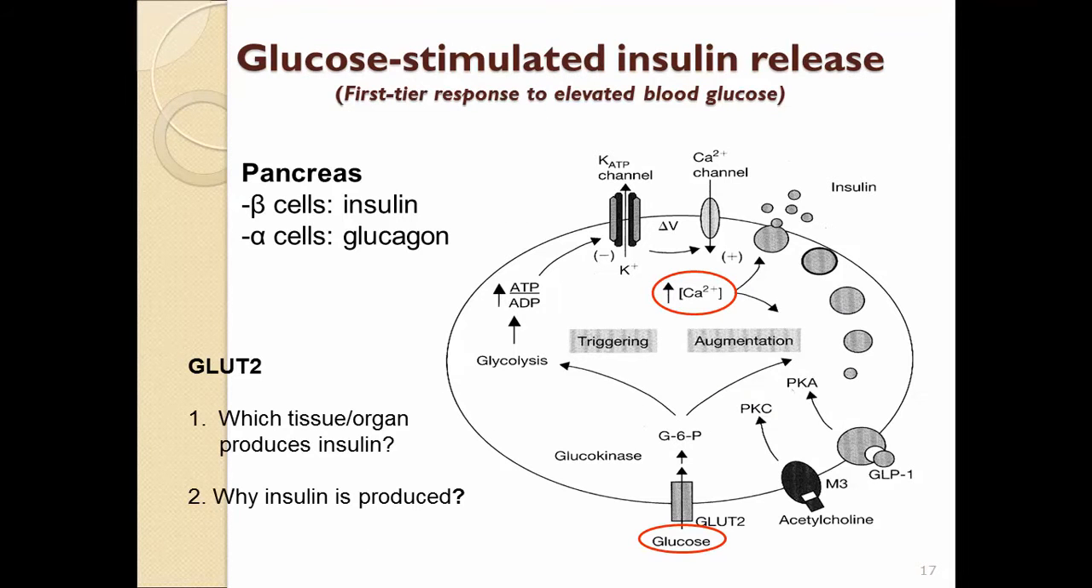So now let's talk about glucose stimulating insulin release. This is also considered the first tier response to elevated blood glucose level, right? When we eat food and raise the blood glucose level, immediately our first response to these high levels of glucose is to stimulate insulin release. So the first tier response is the insulin release from the beta cells. This is the diagram showing the process of how glucose is able to stimulate insulin release.